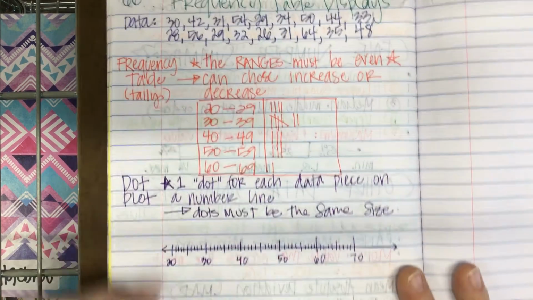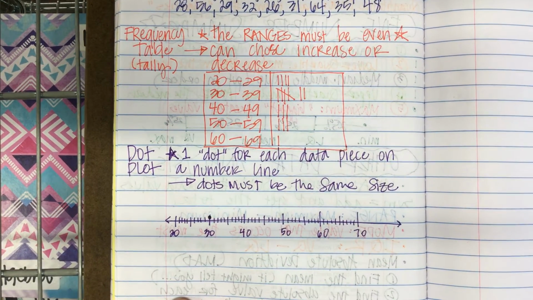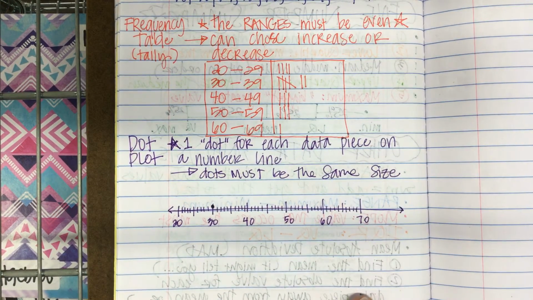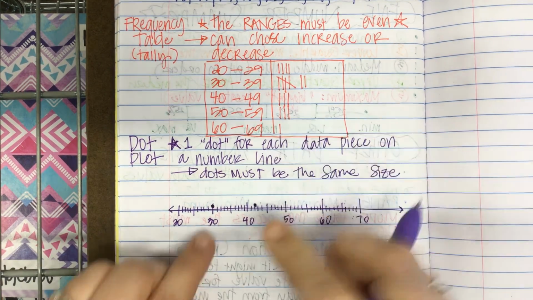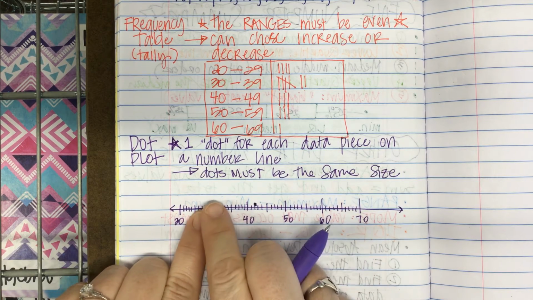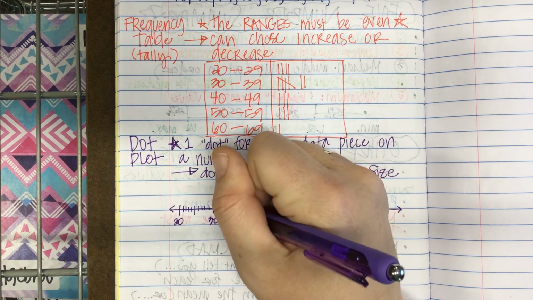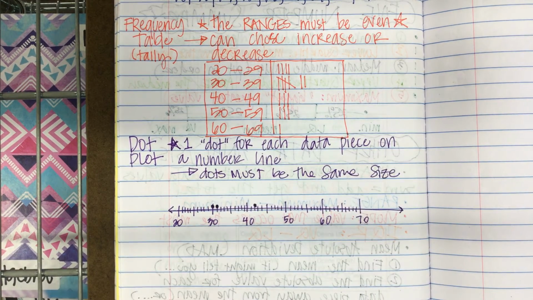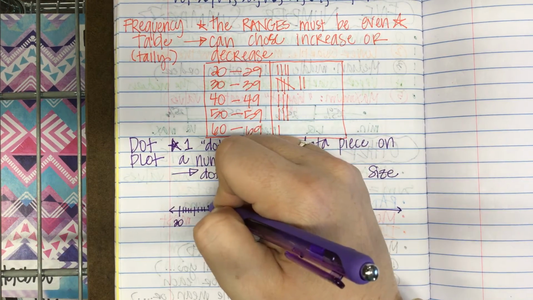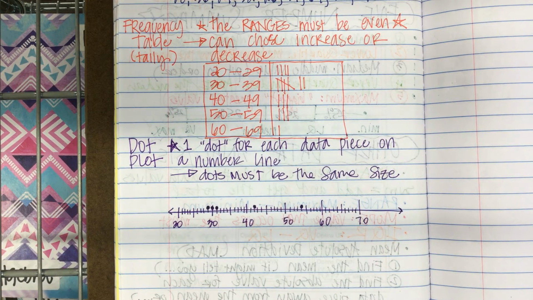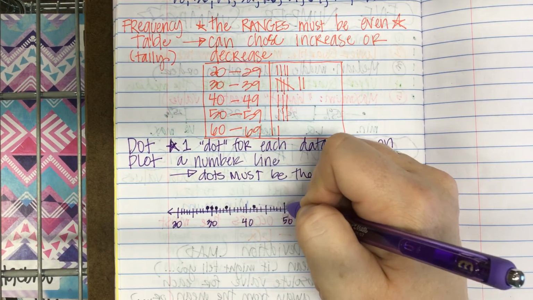All right, so then my data, the number 30. Put a little dot. The next one is 42, so I put a little dot. See how they're pretty even in size and they're even in height? 31. 54. 29. I'm going to stop saying the numbers out loud.